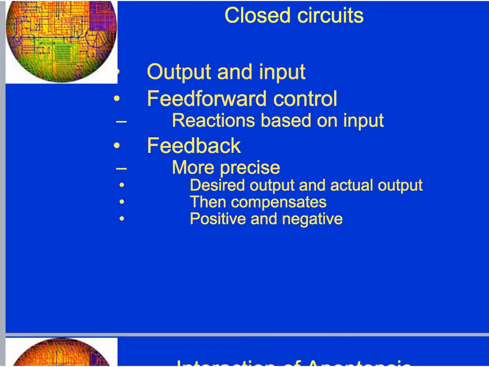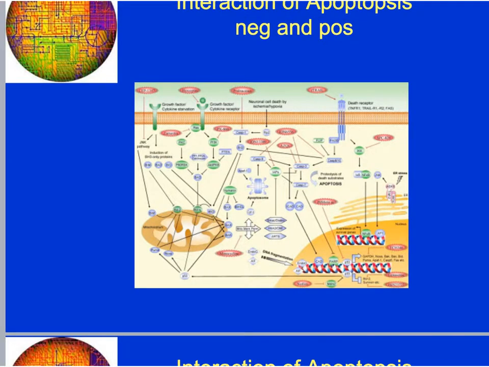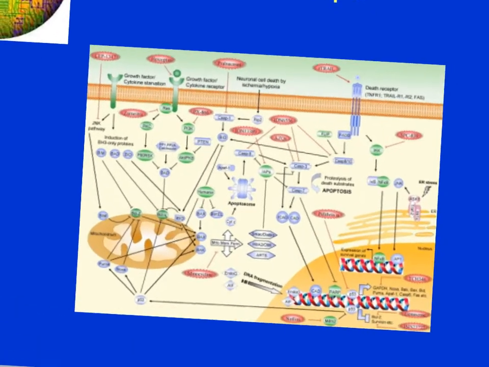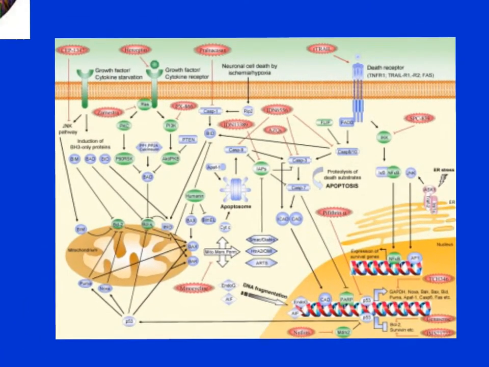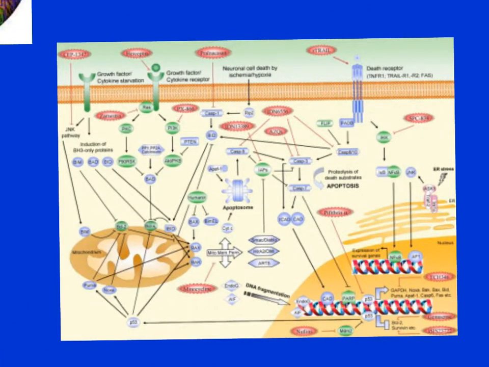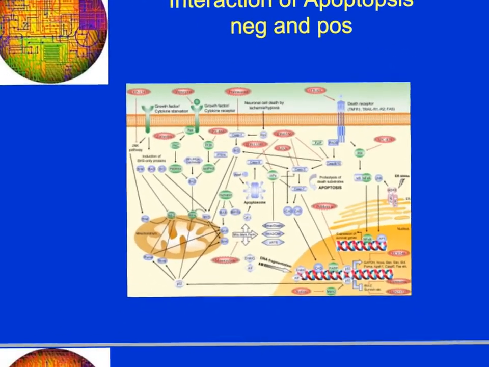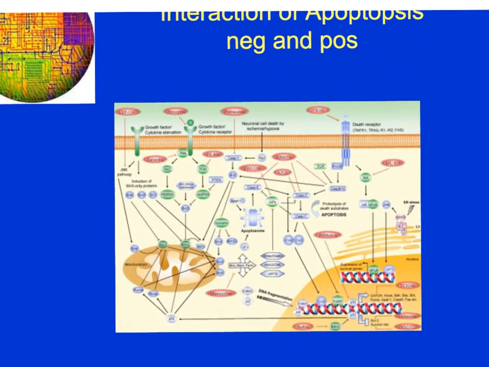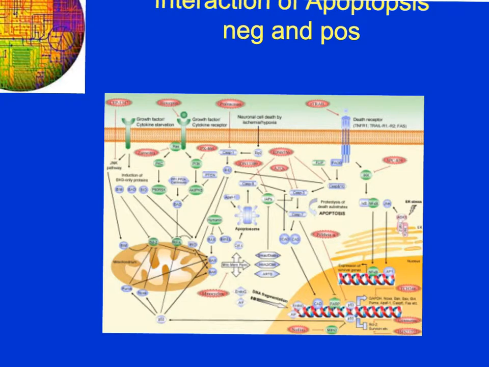So here's an interaction of negative and positive in apoptosis, right? There are certain things that turn on cascades of reactions in apoptosis and other things that turn off. And so in this case, when you have arrows, that means it's positively controlling that. When you have this, it's negatively controlling that. So in other words, this has a negative feedback loop onto this, which stops this, which then means it can't go there, that kind of thing.